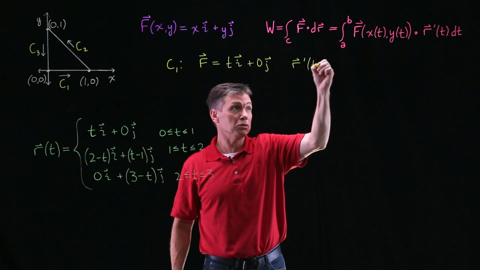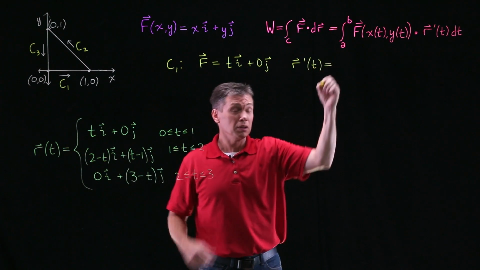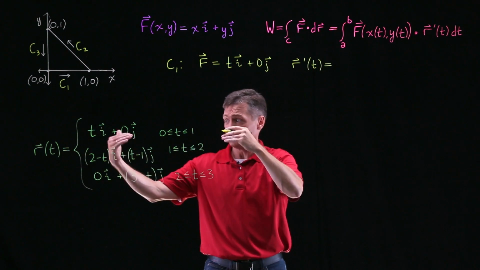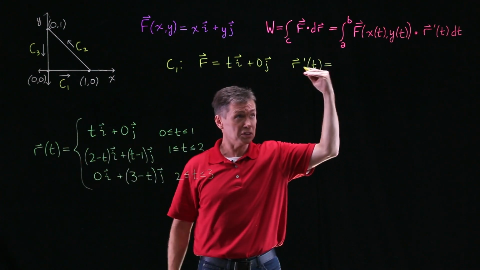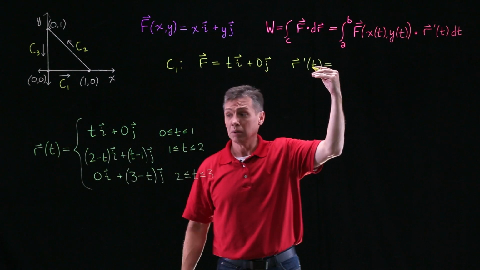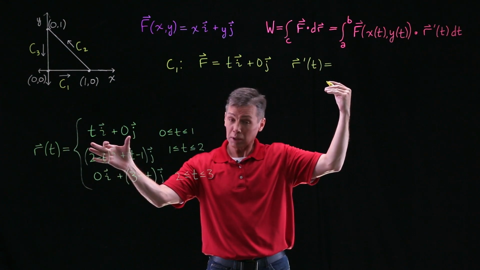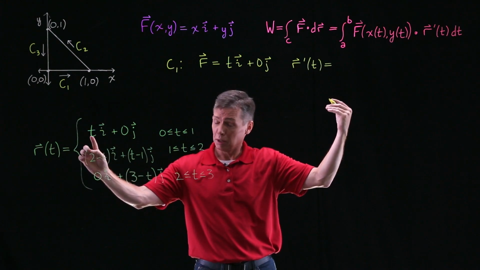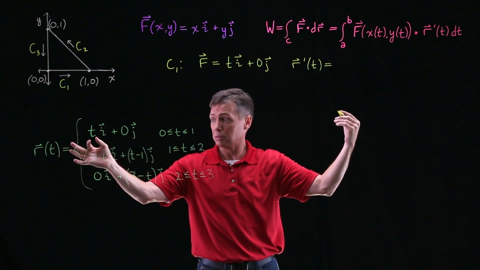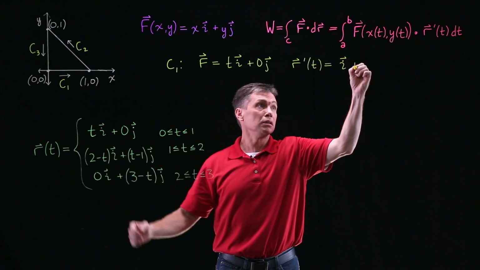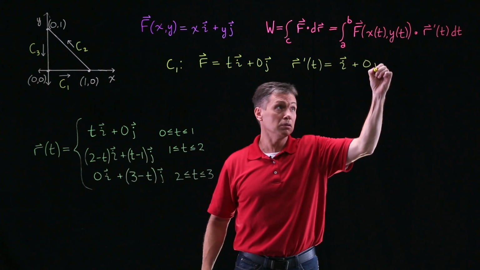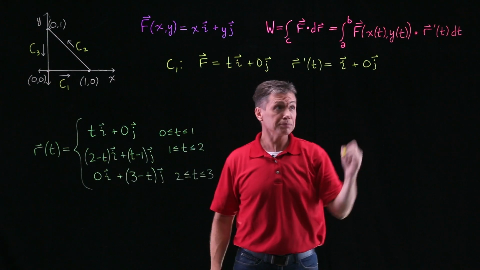Let's also get a handle on what r prime actually is. I think I can do some differentiation on the fly, if you will. I see what my r is, and the formula needs r prime, so let's just get a handle on r prime. For that top branch, you're just differentiating component-wise, so the derivative of t is just 1, and you do have your i vector, and 0 is still 0, the j vector.